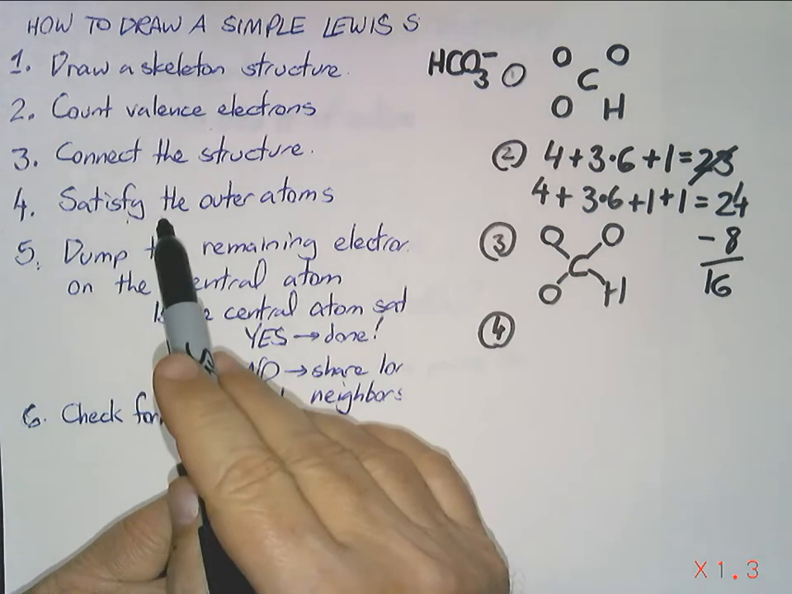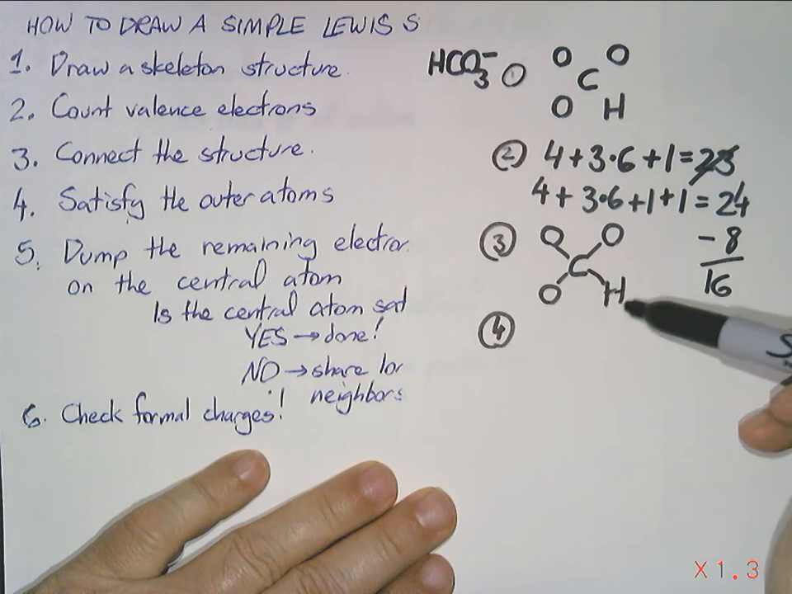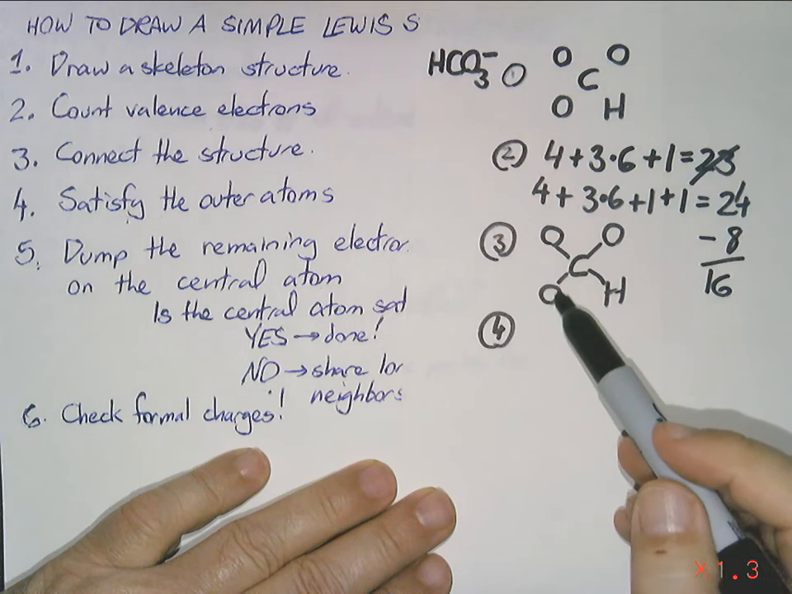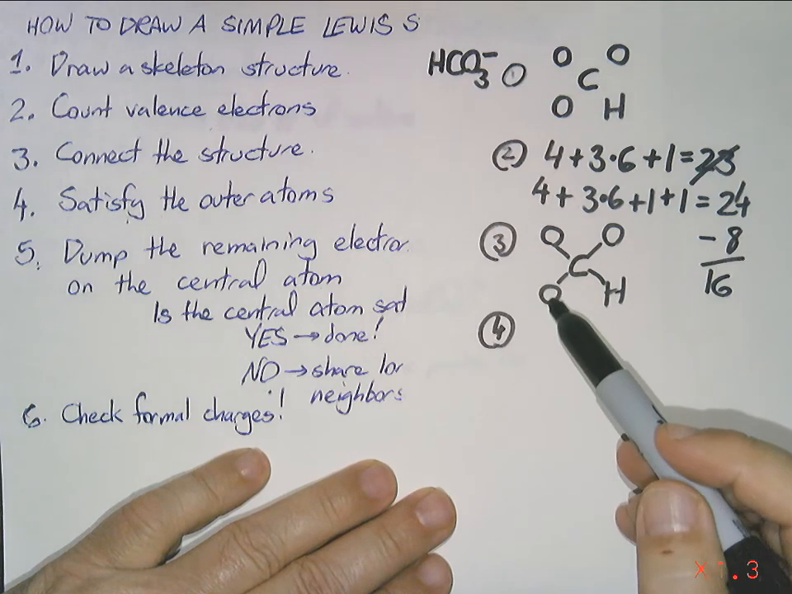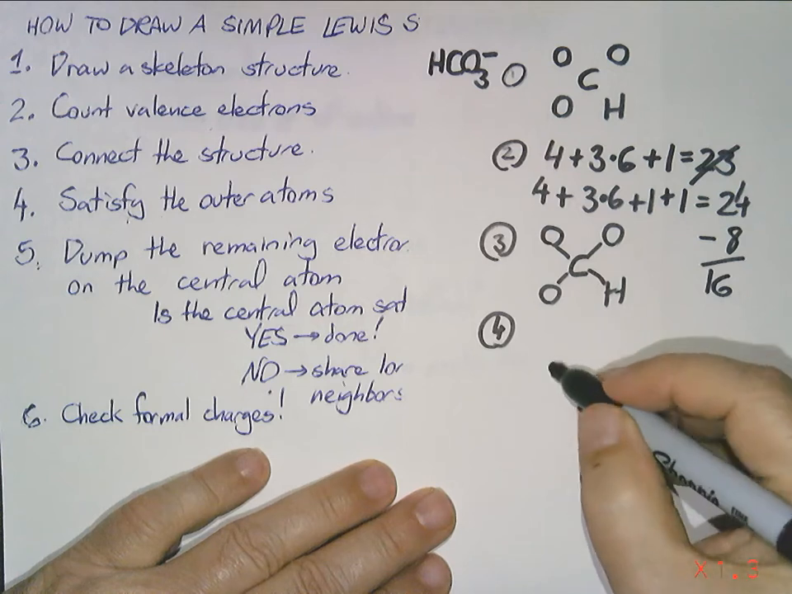Step 4, satisfy the outer atoms. Okay, well that hydrogen is pretty happy the way it is. It only wants 2, and it's got 2. Look at the oxygens. They want an octet. They want 8. They've got 2, so they're going to need 6 more apiece.